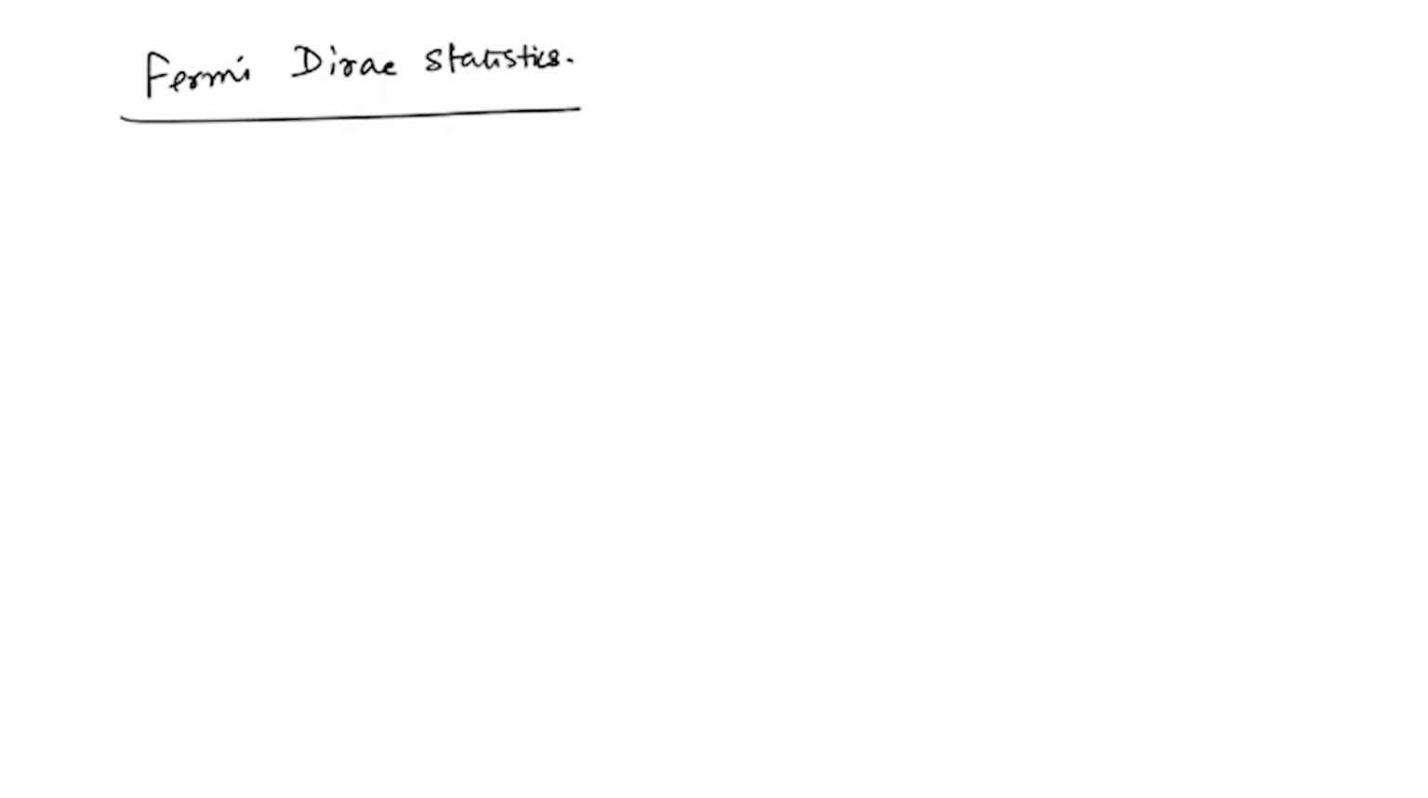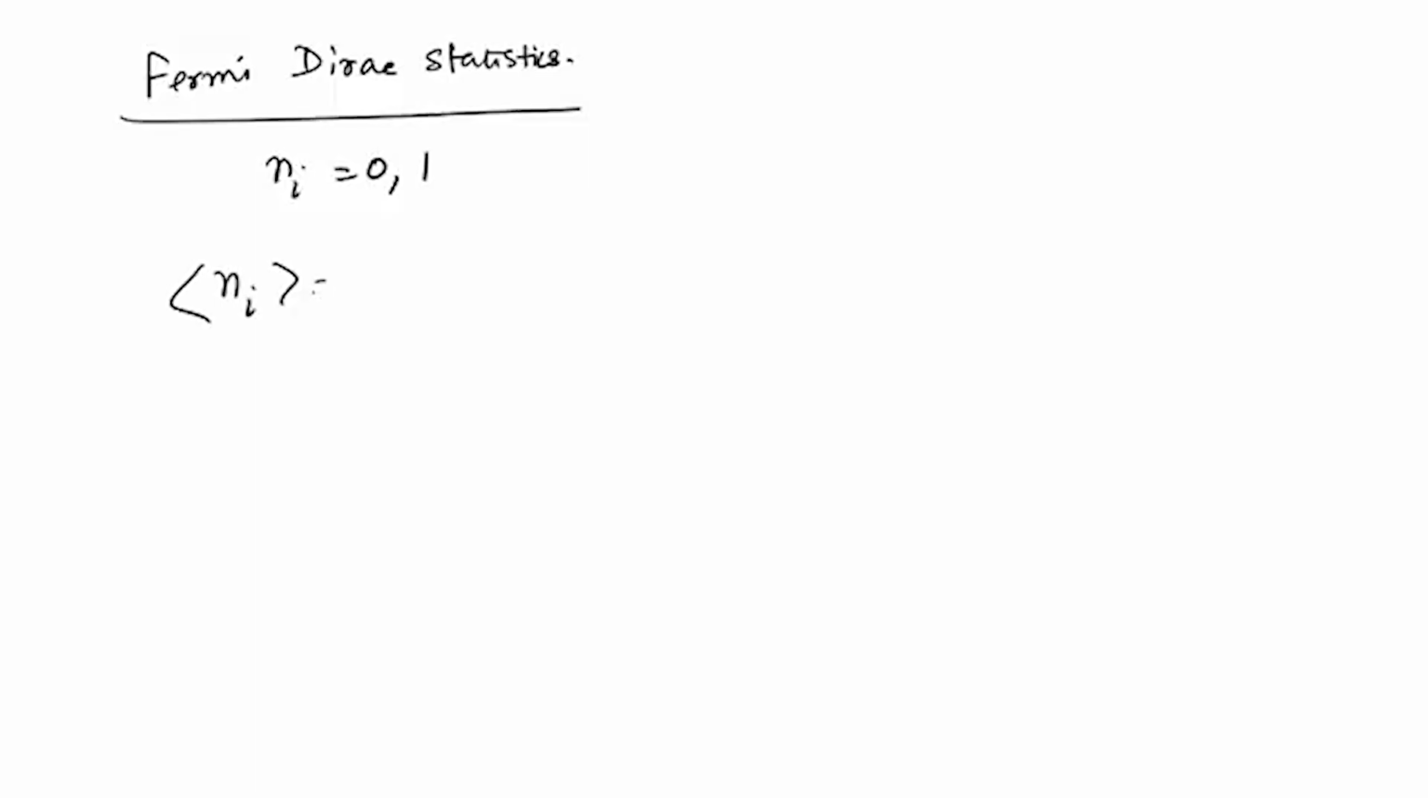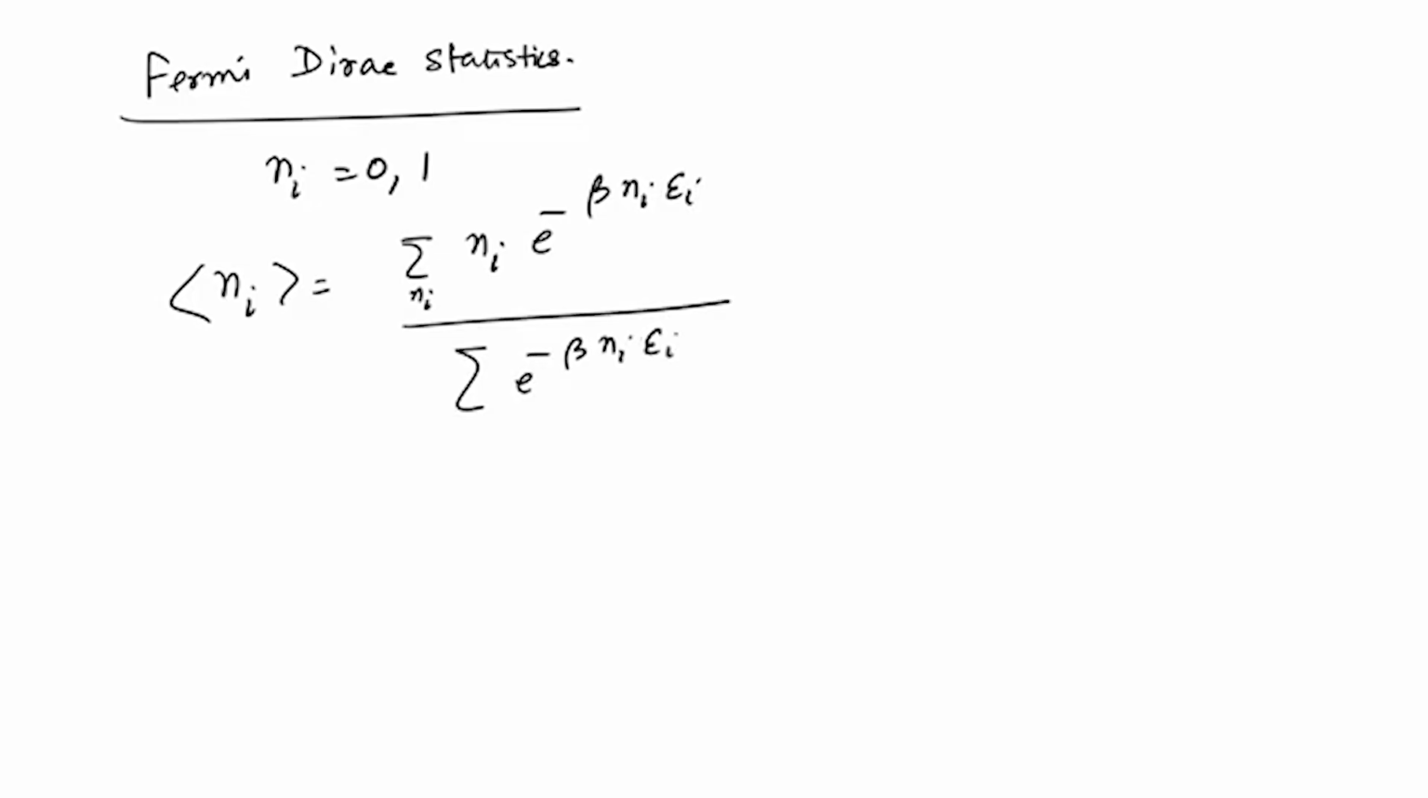So, keep in mind that Ni cannot be anything, but Ni can be either 0 or 1. Either a single particle state will have no particles at all, which is acceptable, or at the most it can have one particle. Okay. So, this expression that you have, which is equal to the sum over Ni of Ni times exponential minus beta Ni epsilon I, divided by the sum of exponential minus beta Ni epsilon I, has just two terms. So, Ni is equal to 0 and 1 as I just wrote here.